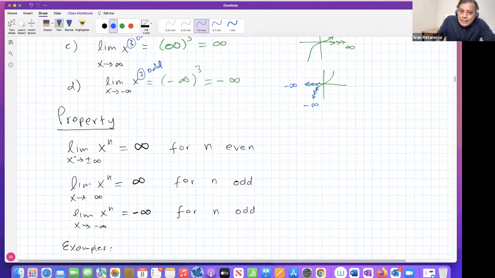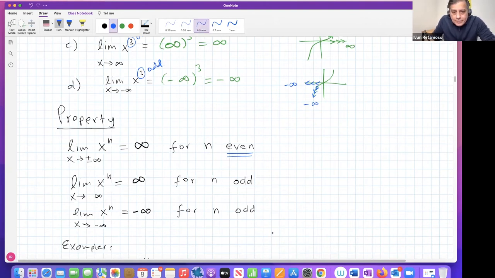Say the limit as x approaches plus or minus infinity of x to the n will be infinity for n even. And the limit of x to the n as x approaches infinity will be infinity for n odd. But if x approaches negative infinity and n is odd, it will be minus infinity, as we saw there. So for odd exponents, be careful. Test it right here. Very good.